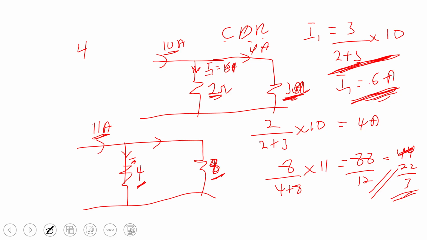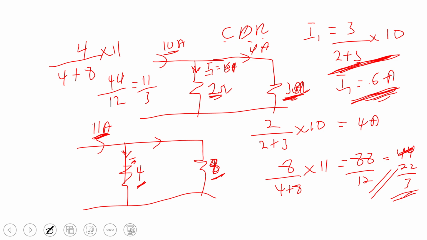It's going to be the other resistor, 4 over 4 plus 8, times the 11. Then I'll get 44 on 12, which is also 11 on 3. So basically, you realize that if total current is coming, it shares among two resistors using the current division rule.